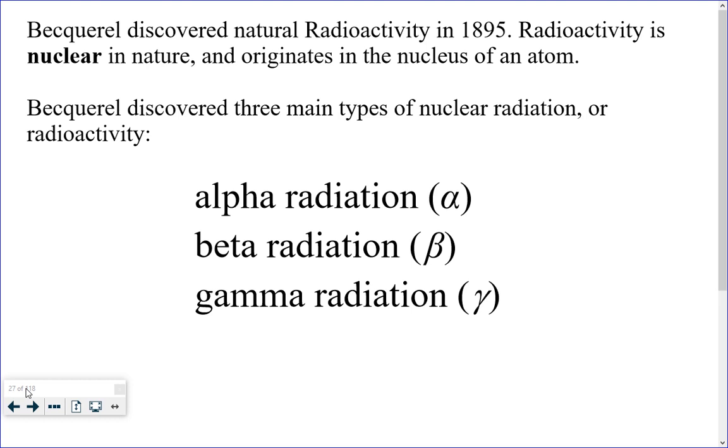Radioactivity is nuclear in nature. The word nuclear has as its root word nucleus, or nucleus has as its root word nuclear, or maybe they both share a root word, I don't know. But they have to do with the nucleus. So this radiation that Becquerel discovered, alpha radiation, beta radiation, and gamma radiation, is naturally occurring and it originates within the nucleus. That's why it's called nuclear physics.